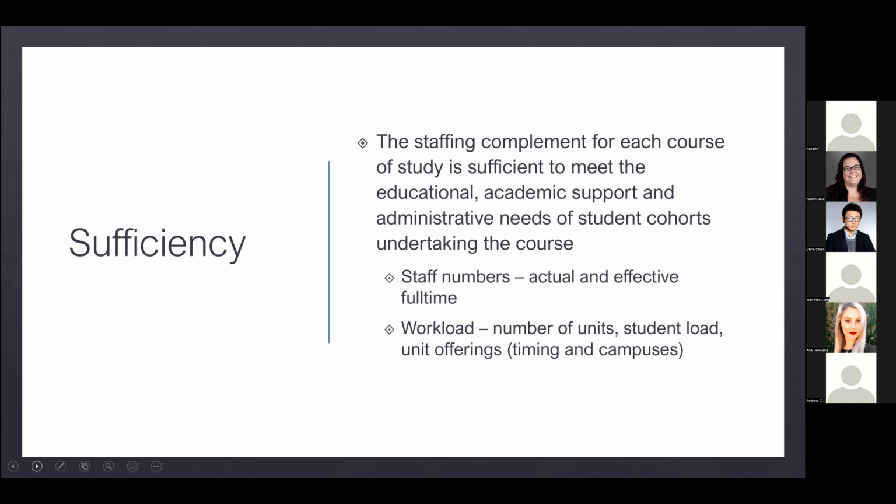But first, for sufficiency, what we're looking at primarily is making sure we've got the staff numbers, and we're quite sensitive to the numbers of staff, but also the effective full-time loading of staff, and then also the workload that they as a collective have to deliver in regards to the number of units, the number of students, and the unit offerings.